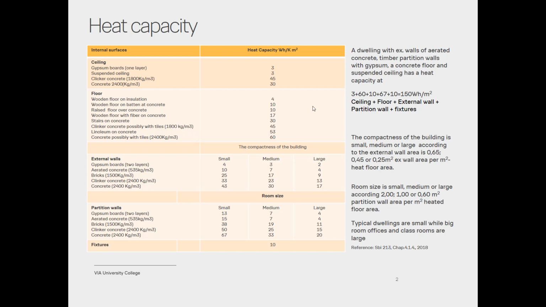because it is a dwelling, we know the compactness of the building is small, so we can see here that the heat capacity is 10, and the partition walls we have were made out of timber with gypsum, so we can see that has a heat capacity of 13.